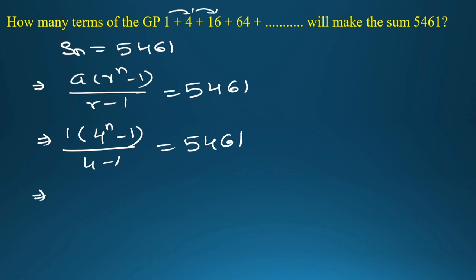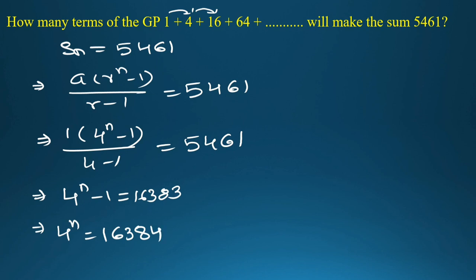5461. By cross multiplication, you will get 4 to the power n minus 1 is equal to 3 times this. So, 3 ones are 3, 3 sixes are 18, 3 fours are 12 and 1 is 13, and 3 fives are 15 and 1 is 16. Hope my calculation is correct. 4 to the power n is equal to 16384. Now, you see, the left hand side is a power of 4. So, definitely the right hand side will also be a power of 4. Okay. So, not to waste time dividing by 4, I am going to divide it by a little bigger number so that it will take less time.